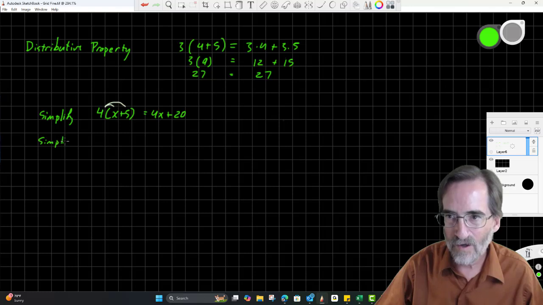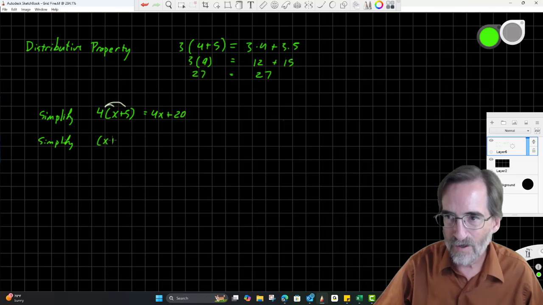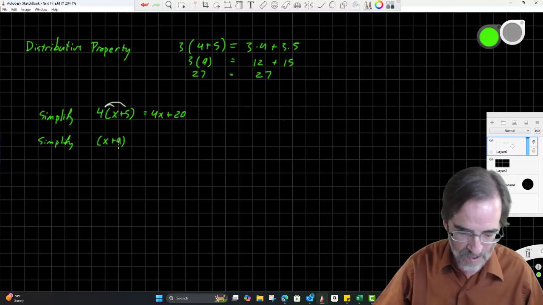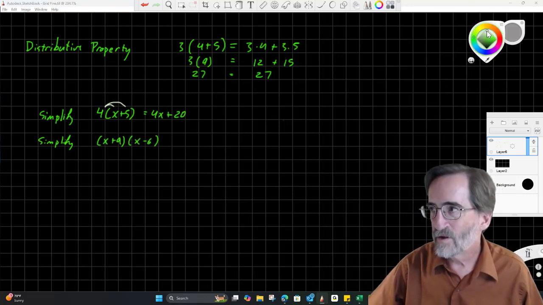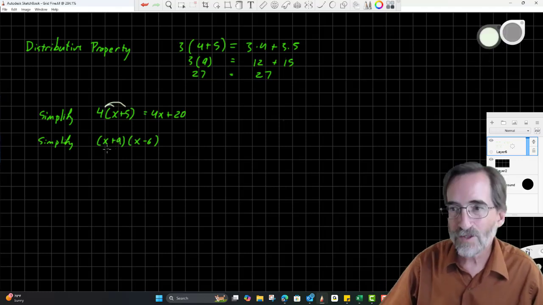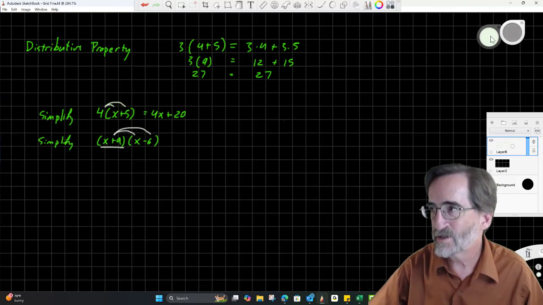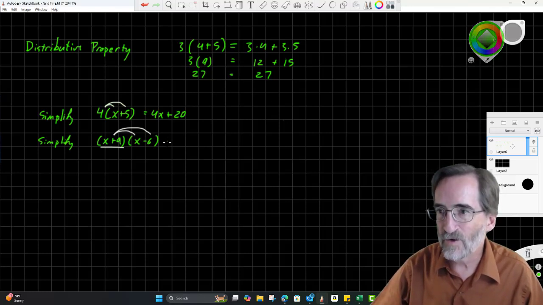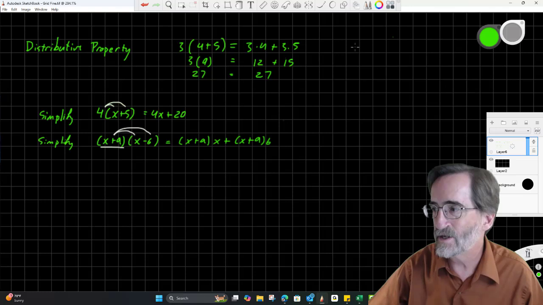Simplify x plus 9 times x minus 6. Now the lesson gives you a table method, but I want to show you the straight out technique here. I'm going to distribute the quantity x plus 9 in parentheses to the x minus 6, just using the distributive property. So x plus 9 times x, minus x plus 9 times 6.